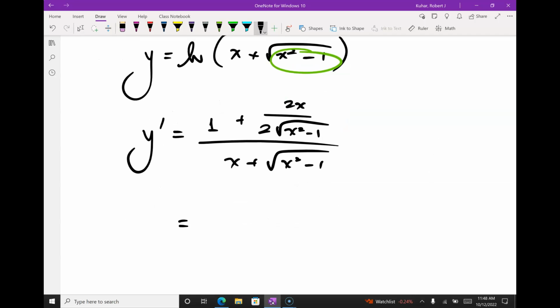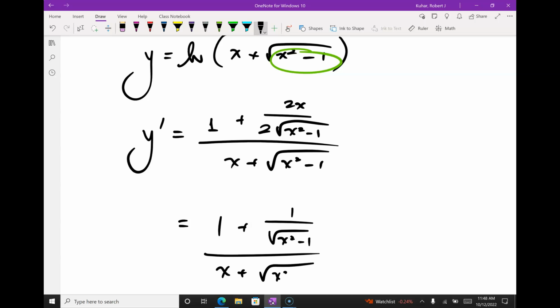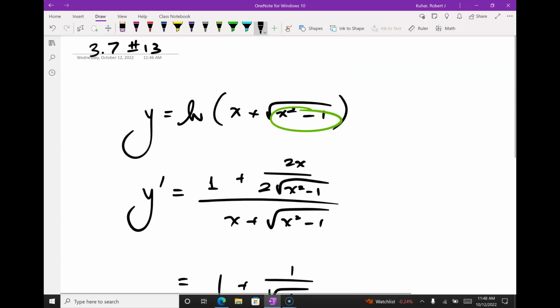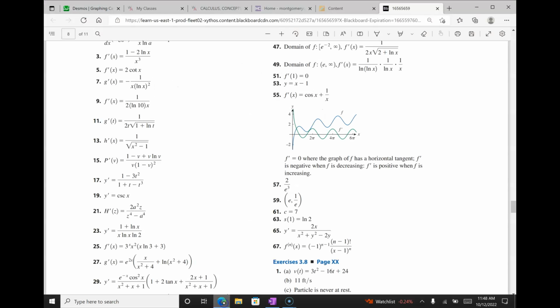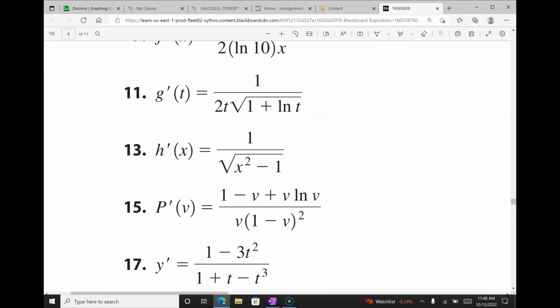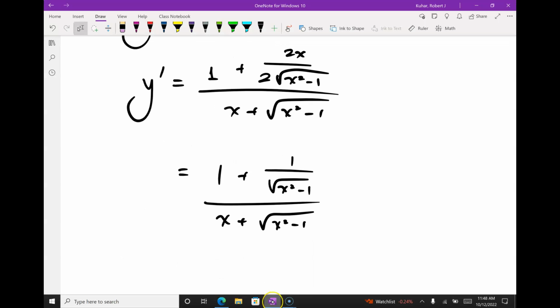This one is not even close to what the book answer is. Watch the book answer here. What did I say it was? Number 13. So 3.7, number 13. Look at the answer. Are you kidding me? So I know my calculus is right. I got to do some algebra. So what do you think? What are you thinking?